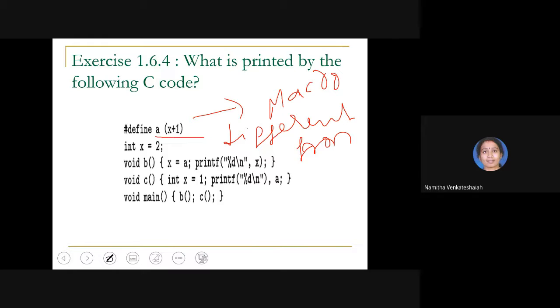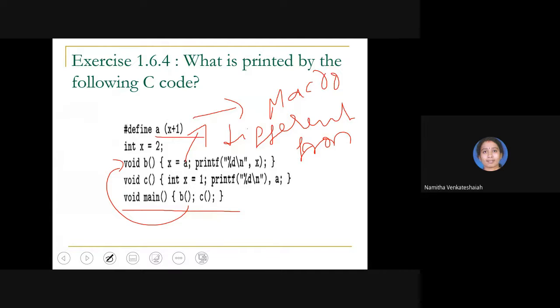So look here. I will start my execution from main. I'm calling the function b. So what happens in b? X is equal to a, and printf percentage d x. So when I'm telling a, what is a? A is a macro. So what is there inside the macro? X plus 1. Okay. So right now the value of x is 2.